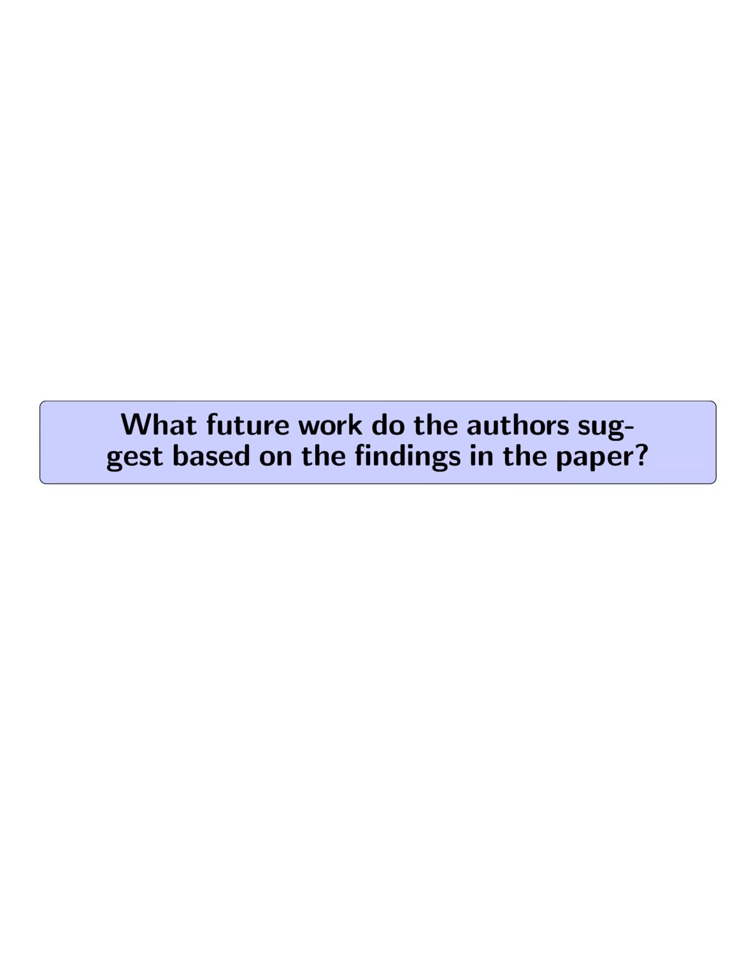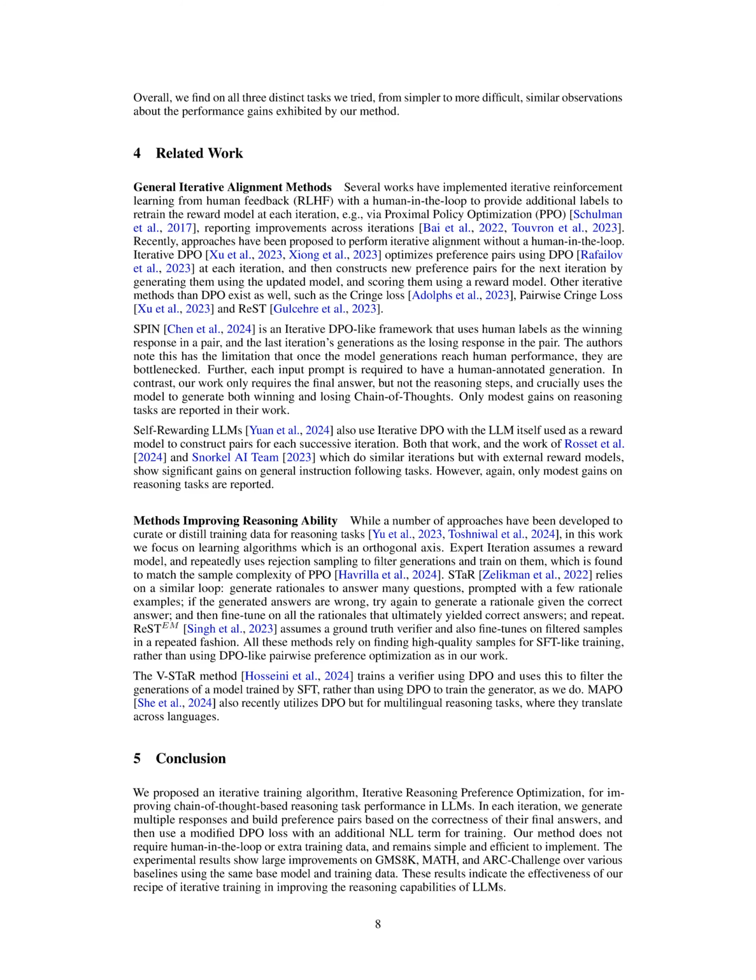What future work do the authors suggest based on the findings in the paper? Based on the findings in the paper, the authors suggest future work that could explore the potential of combining iterative reinforcement learning from human feedback, RLHF, with preference optimization methods. Specifically, they propose investigating the integration of human-in-the-loop feedback to provide additional labels for retraining the reward model at each iteration, similar to proximal policy optimization, PPO, approaches. This could potentially lead to further improvements in performance across iterations.